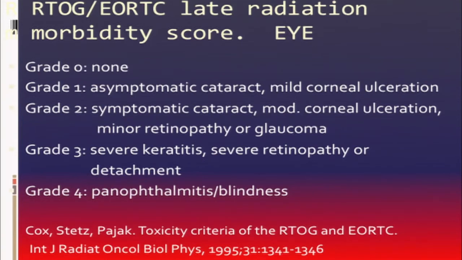So what I did was to look at what systems were available already. And this is the RTOG EORTC late radiation score for morbidity. And you can see that it's really far too simple. It may be fine for people who are not treating eye diseases, but for most of us, it tries to cover everything, grades 1 to 4, and is not really going to be very useful.